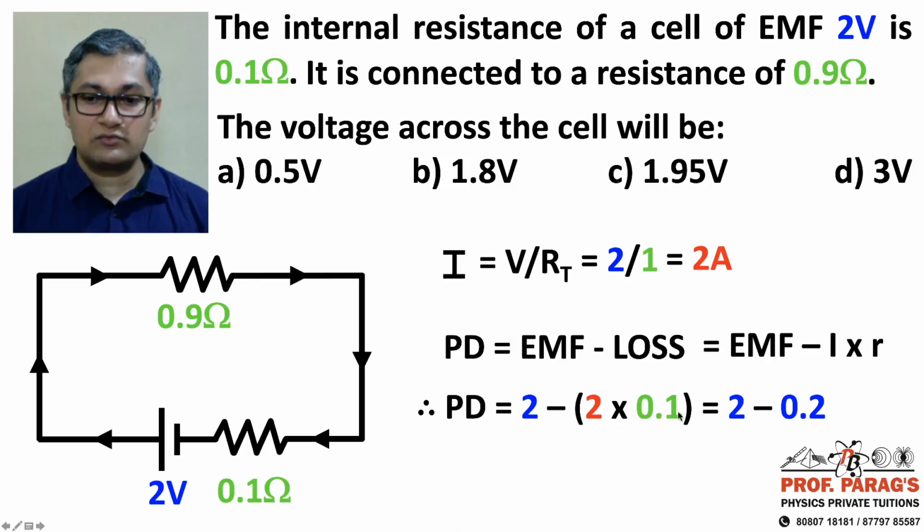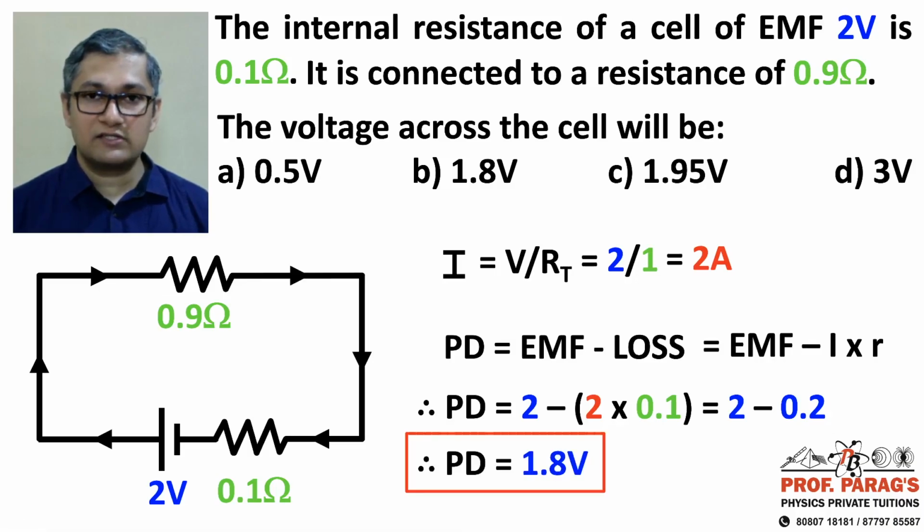This gives me a voltage of 0.2 volts. So 2 is the EMF. The loss within the internal resistance is 0.2. So what is the answer then? 2 minus 0.2. Obviously it's very simple. It is 1.8 volts, which is the PD.